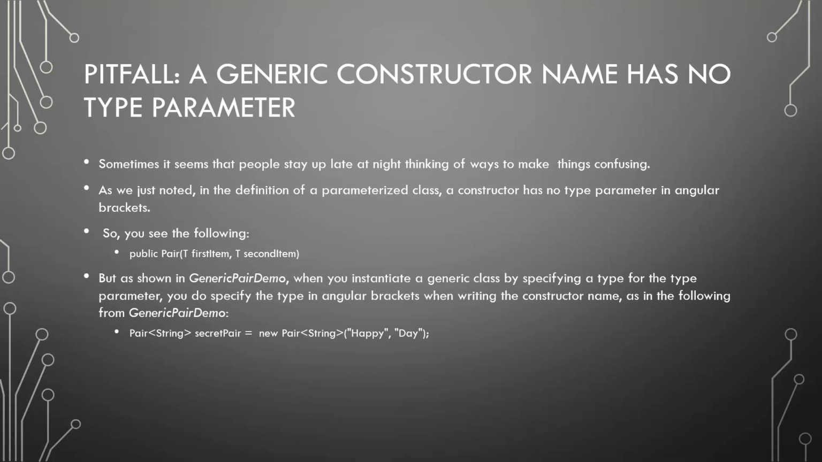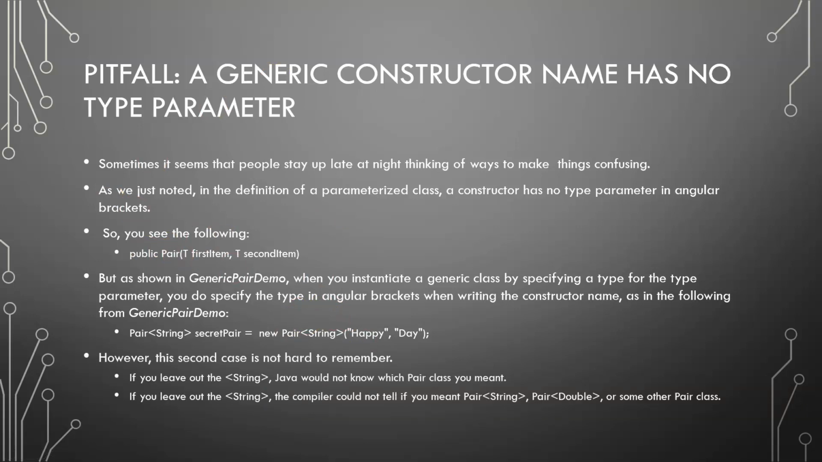But if we look in the demo, when you instantiate a generic class by specifying a type for the type parameter, you do specify the type in angular brackets when writing the constructor name, as in the following from the demo. Pair<String> secretPair equals new Pair<String>("happy", "day"). So where those brackets come in will be right here instead of in the constructor.